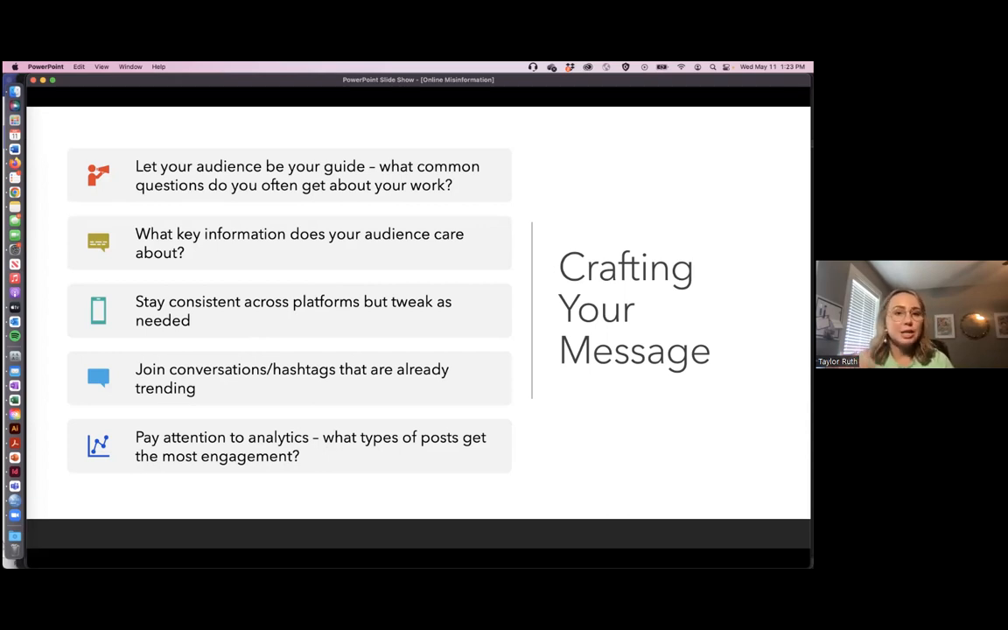Also, join conversations and hashtags that are already trending. Thinking back to that murder hornet conversation we had earlier, you can take advantage of those types of things where it could be a crisis communication situation or risk information situation, but you can get ahead of that by joining that conversation and sharing accurate and relevant information. And then also pay attention to your analytics. What types of posts are getting the most engagement? Is it when you have certain scientists that you're tagging? Is it when you're using videos versus pictures versus text? But really pay attention to those analytics too, so that you're making decisions that are driven by data that you do have.